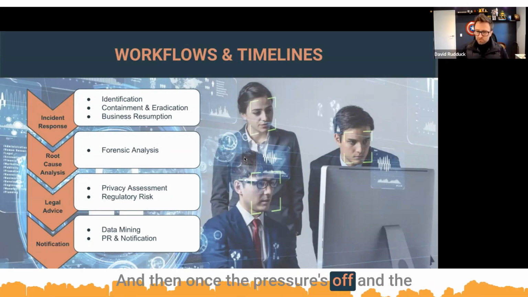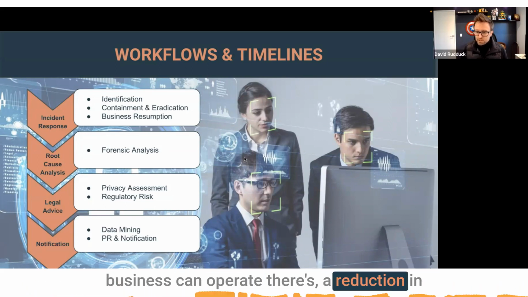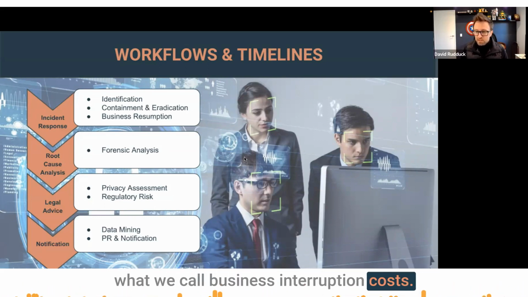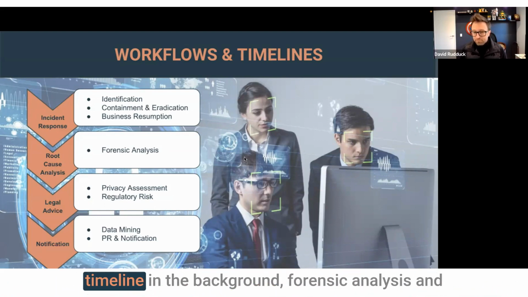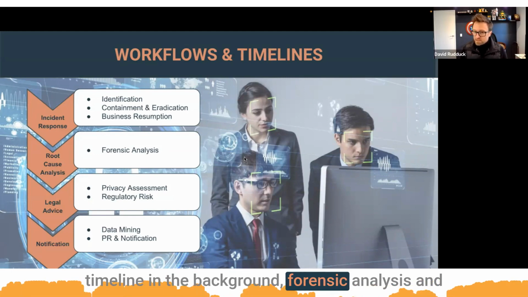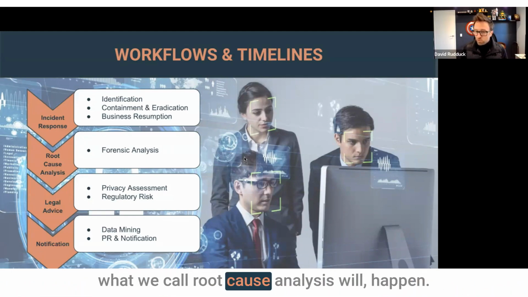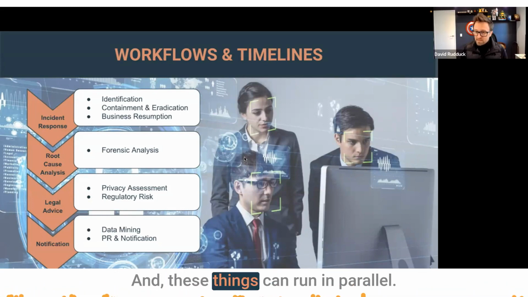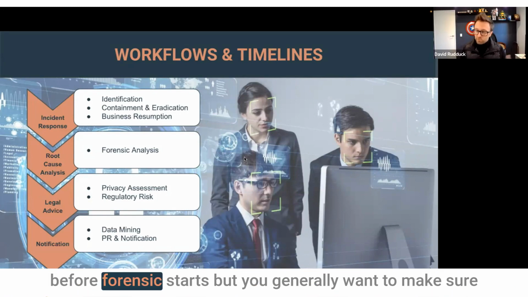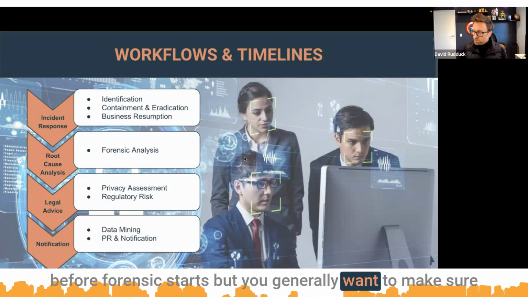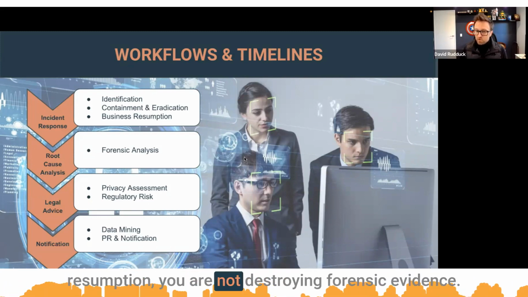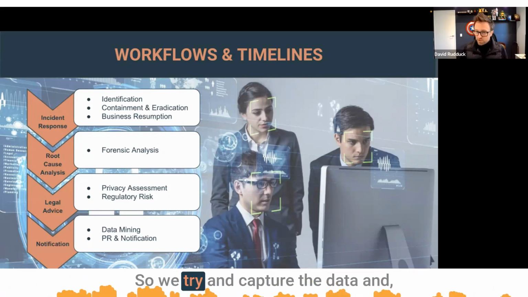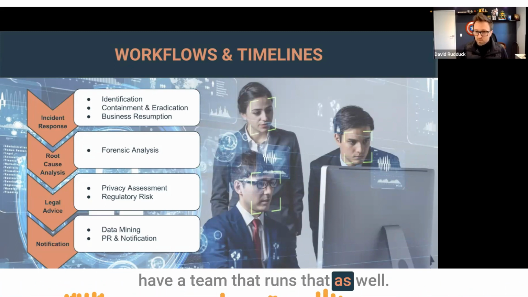And then once the pressure's off and the business can operate, there's a reduction in what we call business interruption costs. Other things can be brought online in a more reasonable timeline. In the background, forensic analysis and what we call root cause analysis will happen. These things can run in parallel. You don't have to finish containment and eradication before forensics starts, but you generally want to make sure that in containment and eradication and business resumption, you're not destroying forensic evidence. So we try and capture the data and have a team that runs that as well.